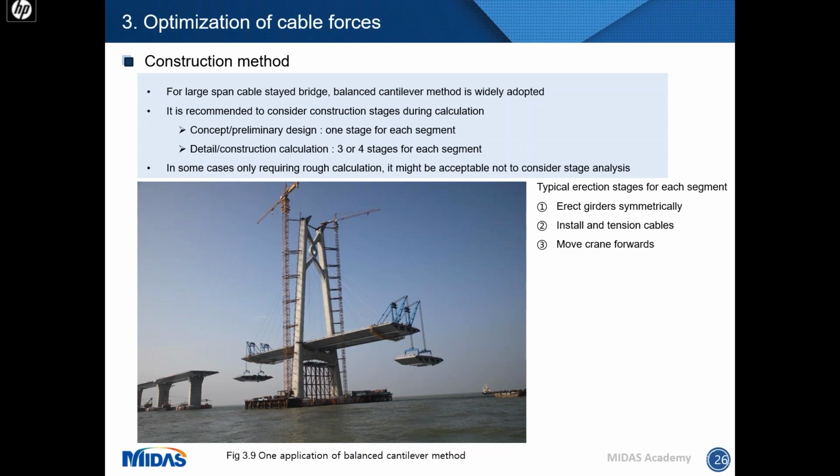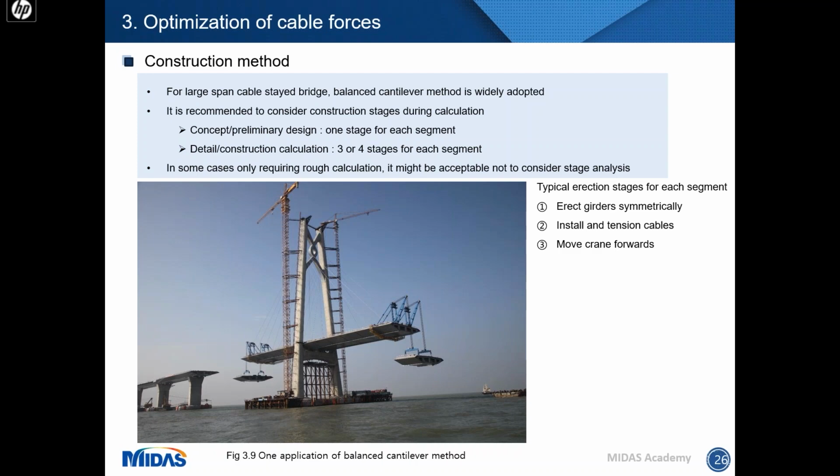It's important we also understand a bit about the construction method of cable-stayed bridges because it has a large influence on our calculation. For large span cable-stayed bridges, the most popular method is the balanced cantilever method. Figure 3.9 shows one application of the balanced cantilever method. Typically, for each segment, there are 3 steps. The first step, we erect girders symmetrically or balanced. That means erect the left segment and the right segment at the same time.